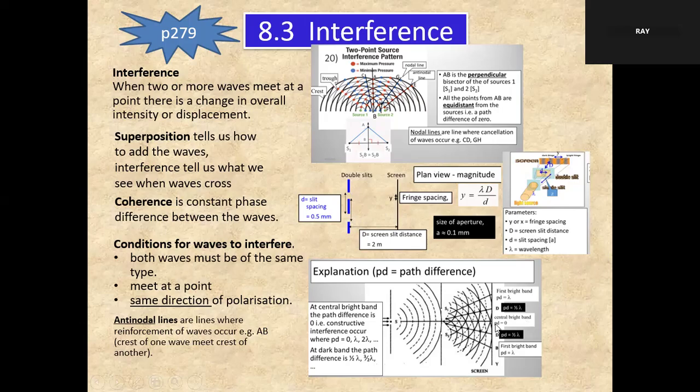And then you need to know the center one, the path difference 0, and then the first destructive interference occurs where the path difference is half lambda. That means wave coming from here travels a longer distance compared to wave traveling from S1, right? The path difference is half lambda, extra distance traveled.